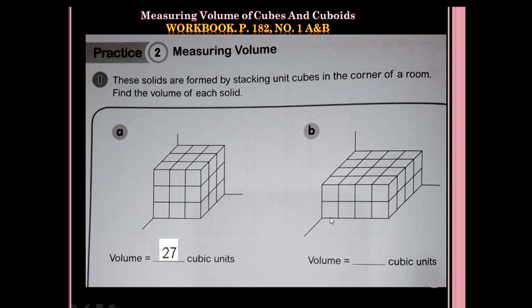How about this one, this cuboid? The width is 1, 2, 3, 4. The depth is 1, 2, 3, 4. 4 times 4 is 16, and then the height is 1, 2. 16 times 2 equals, yes, 32 cubic units.